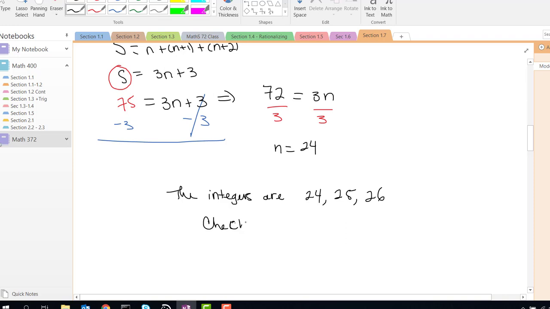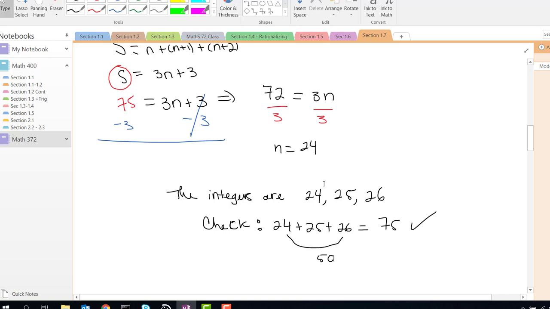Now how would you check it? Make sure that they add up to 75. Right, what's 24 plus 25 plus 26? And that should be 75. And we can do it fairly quickly over here. 24 plus 26 is 50, and then add the 25 and you get 75.